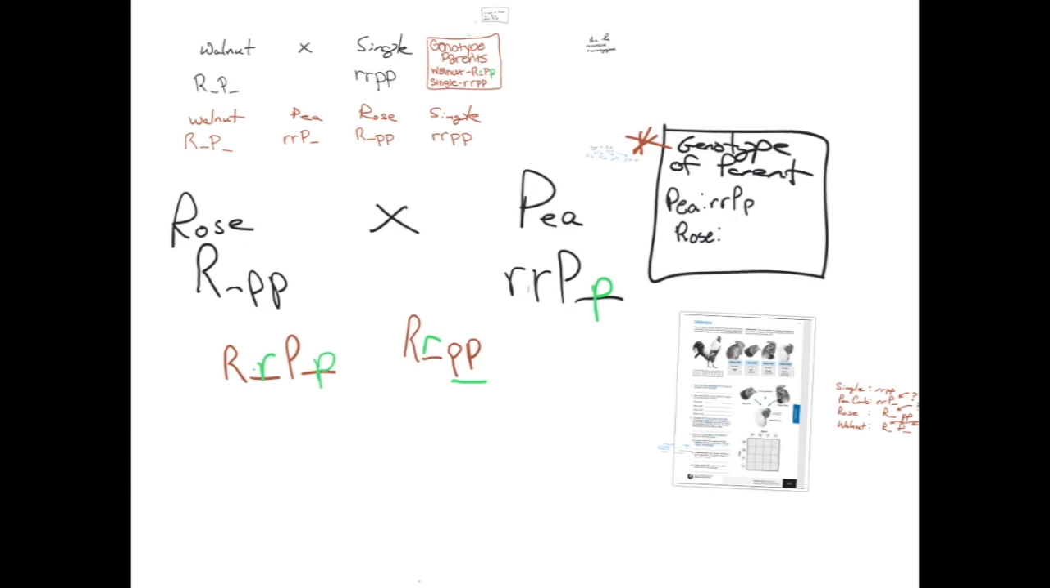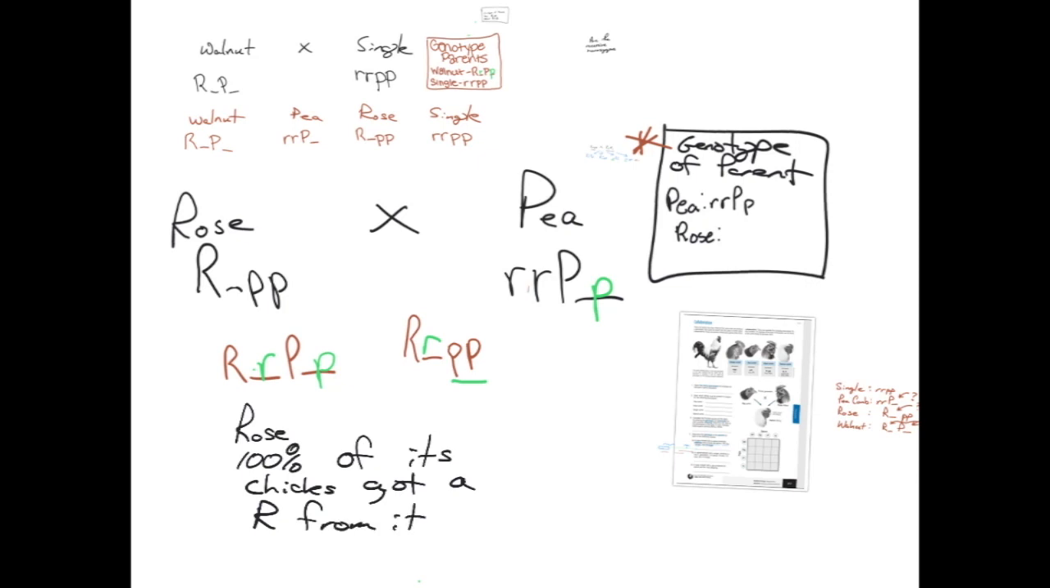You think it's a little r. Why would you think it's a little r? What evidence? The only evidence I see is that it has a big R. The only evidence I see is that it could. Now the reason is this. Here's my reasoning. This Rose parent gave, let me rephrase that, 100% of its children, its chicks, got a big R from it. Does that make sense? So 100% of its chicks got a big R from it. There were no chicks that got a little r.